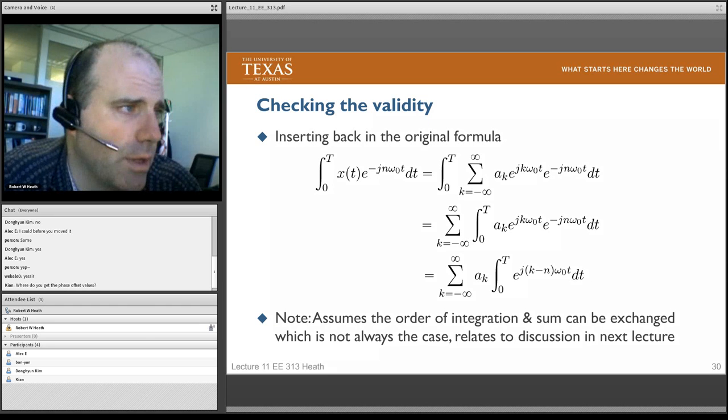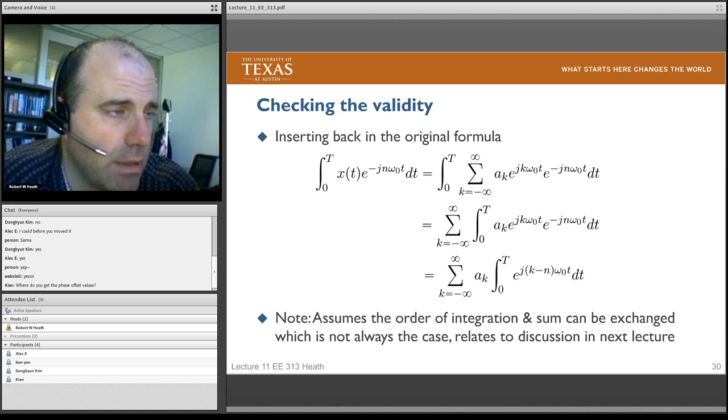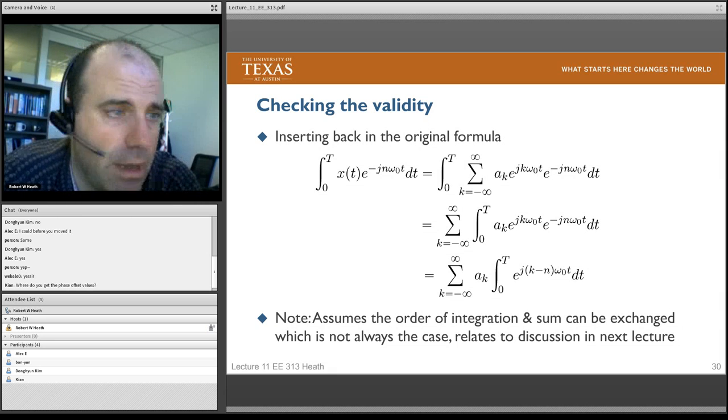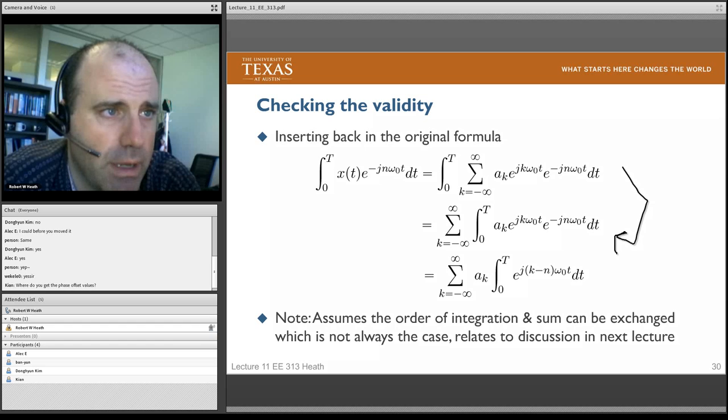Well, I'm going to integrate from 0 to T, x of t, e to the minus j omega n of t. But hey, I know that x of t is periodic and it can be written as a Fourier series. And I'm going to write the Fourier series coefficients as the sum over k from minus infinity to infinity, a of k, e to the j k omega naught t, e to the minus j n omega t dt.